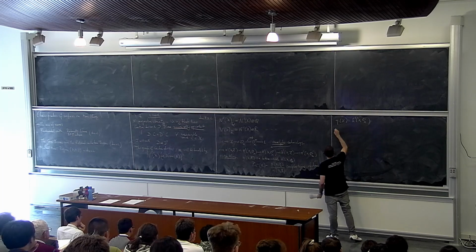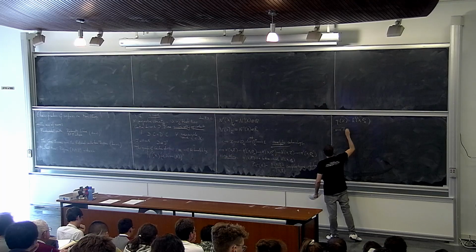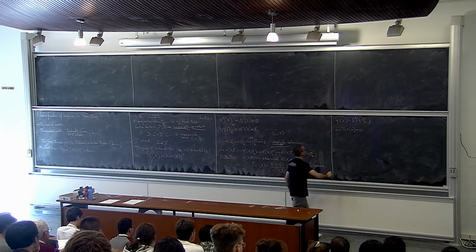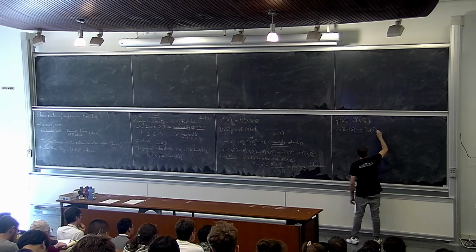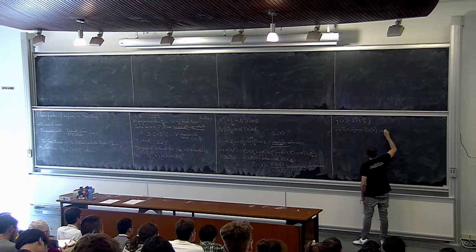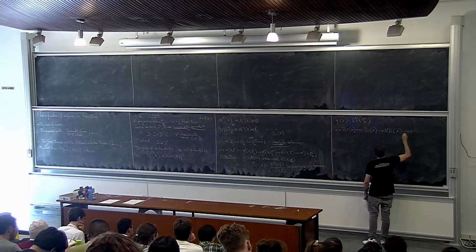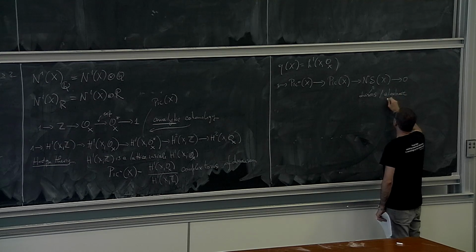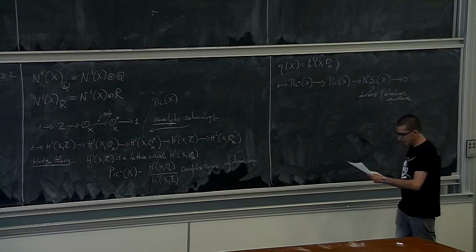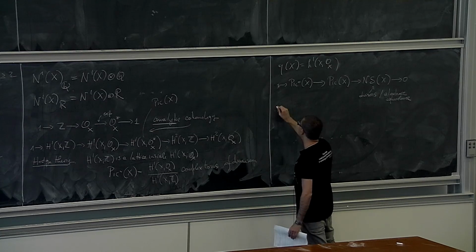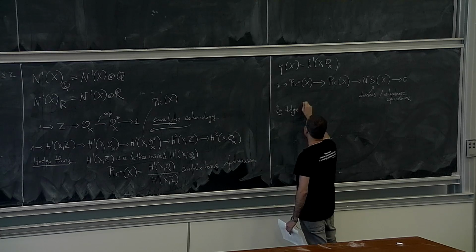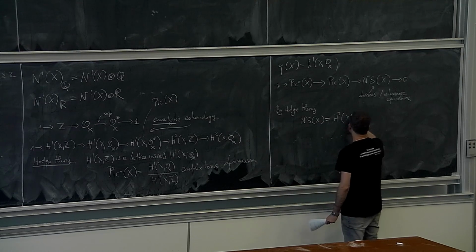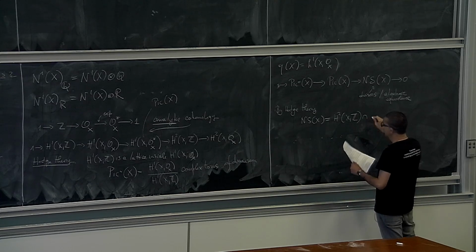Okay, and we have this sequence. Well, this is Pic 0 of X. This is the Picard group. And here we have divisors modulo linear equivalence. And here we have the Néron-Severi group, divisors modulo algebraic equivalence. Okay. Again, by Hodge theory, this Néron-Severi of X is just the intersection between the second cohomology group with coefficients in Z and the H11 part.